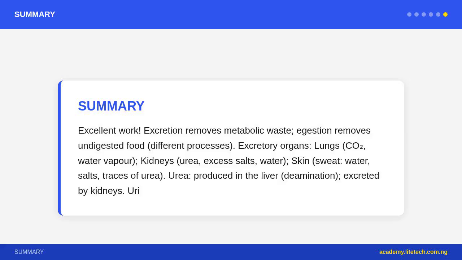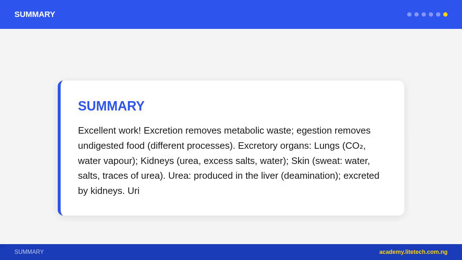Excretory organs: lungs, CO2, water vapor, kidneys, urea, excess salts, water, skin, sweat, water, salts, traces of urea. Urea, produced in the liver, deamination, excreted by kidneys. Urine formation, filtration in glomerulus, everything small passes into nephron, selective reabsorption, glucose, amino acids, most water reabsorbed, urea stays, urine collects in collecting duct, ureter, bladder, urethra. Skin, epidermis plus dermis, sweat glands excrete water and salt, also thermoregulates, protects, synthesizes vitamin D.